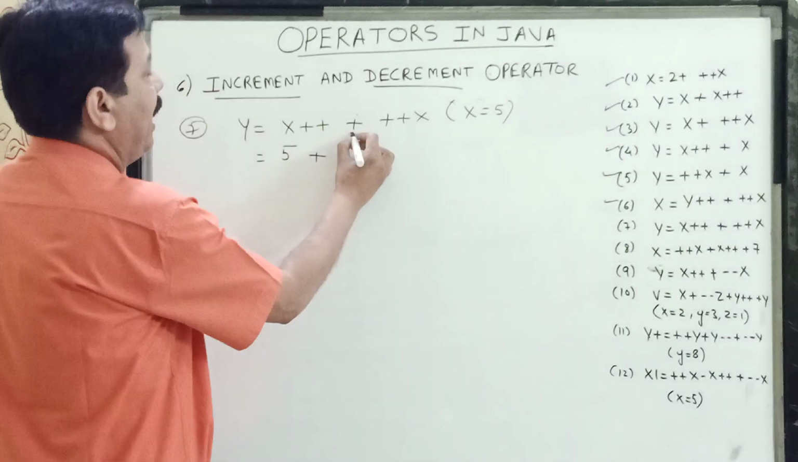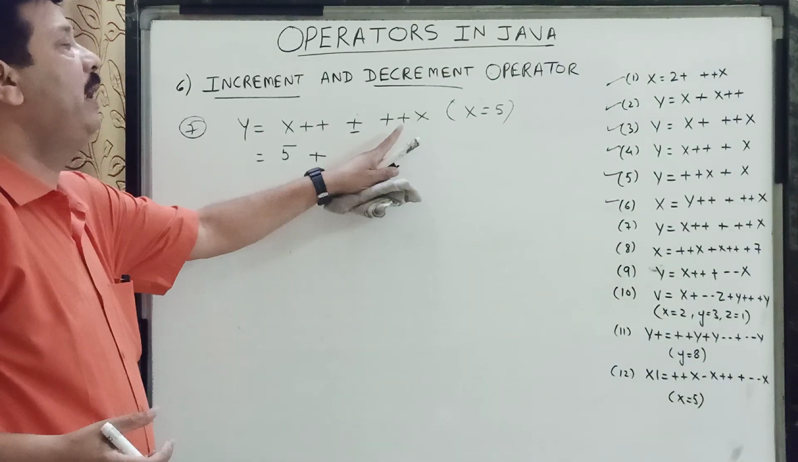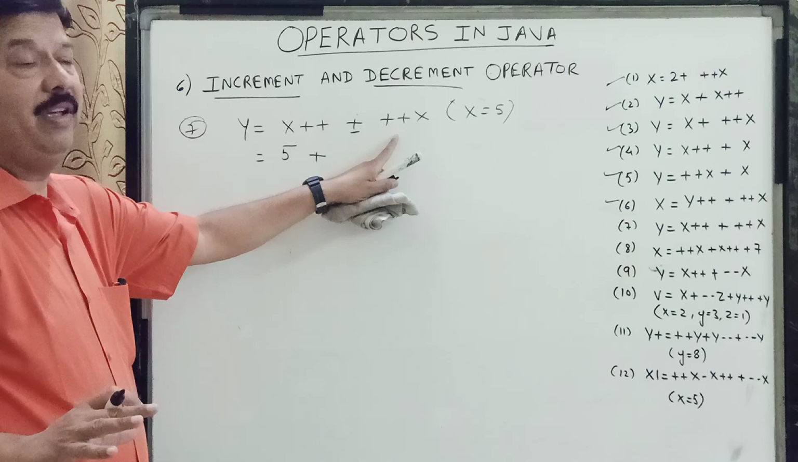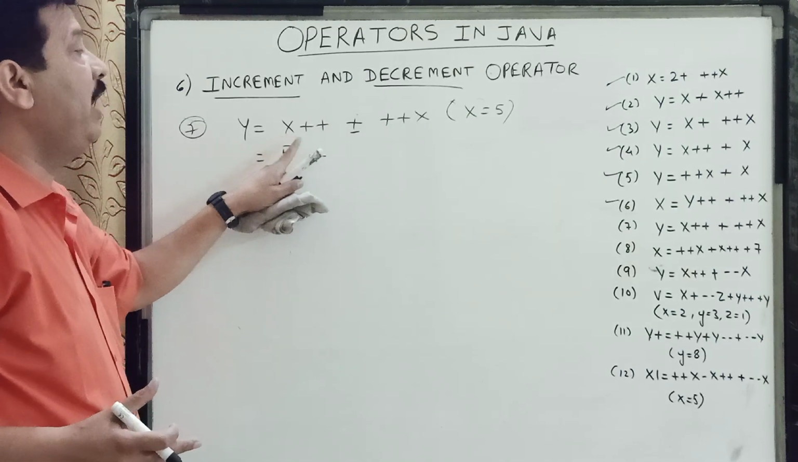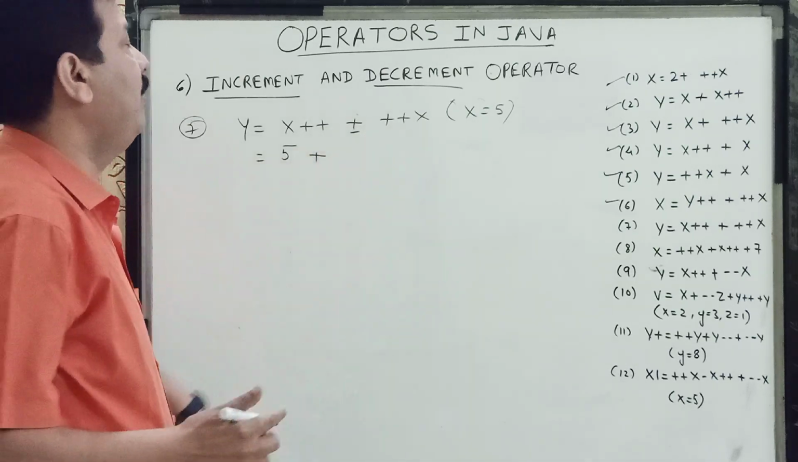Then we have a plus sign over here, and again a pre-increment is given. So again its value is being changed. So it has become 6 over here, and you add one more, it will become 7.